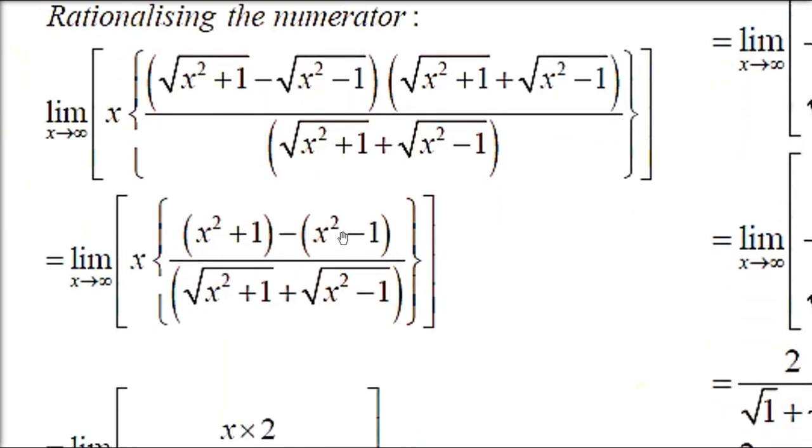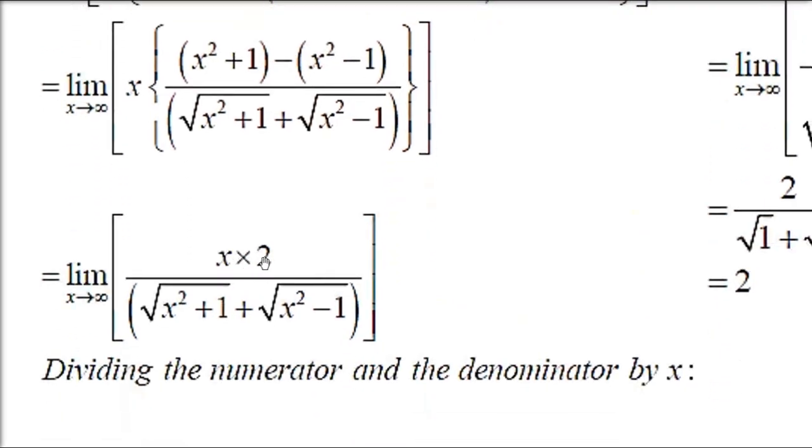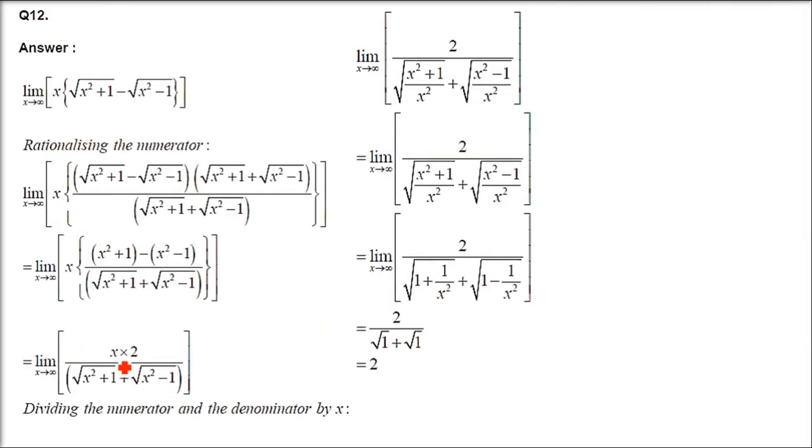So you have this multiplication of the plus term. So x square plus 1 minus x square minus 1 will come in the numerator. Denominator you have under root x square plus 1 plus under root x square minus 1. So you have 2x in the numerator, and of course the denominator. Now you know the highest power is x here, so just take x common from here.